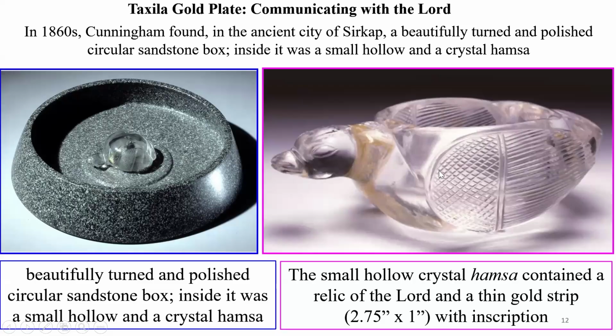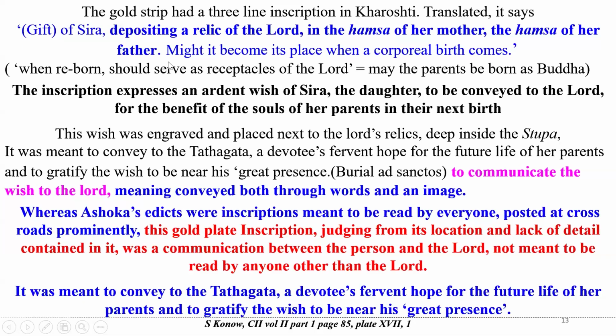There was a small piece of Buddha's relic in it, and also a gold plate. I mean, a very thin gold strip, less than 3 inches by 1 inch. But it had an inscription. That is the important thing.